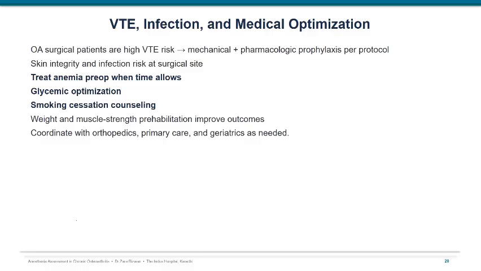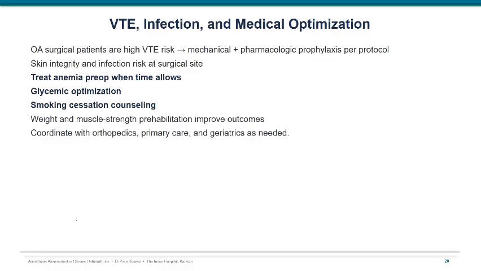Skin integrity and infection risk is again an issue, and if the patient is diabetic, it can occur earlier. We need to treat anemia preoperatively whenever time allows. Glycemic optimization will also help with postoperative infection risk. Smoking cessation counseling should be done. Weight and muscle strength rehabilitation improves outcomes. So we need to coordinate with orthopedics, primary care, and geriatrics.